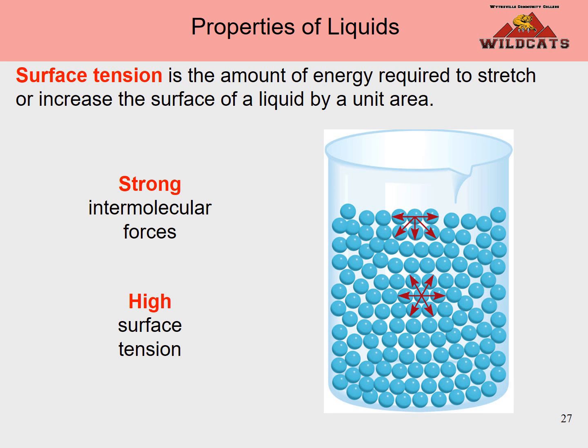Because of these interactions in liquids, we can have a surface tension. It comes from strong intermolecular forces, and so we'd have a high surface tension. Water's got a really high surface tension, so much that water striders or bugs can walk across the top of it, or we end up with a meniscus from the interaction.